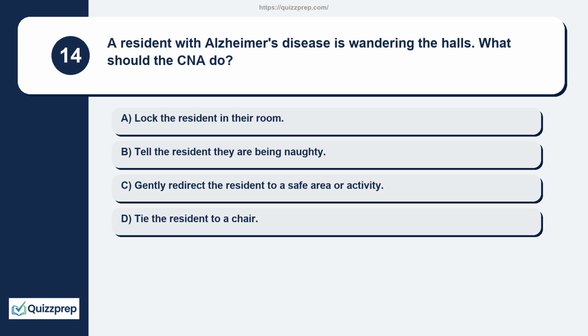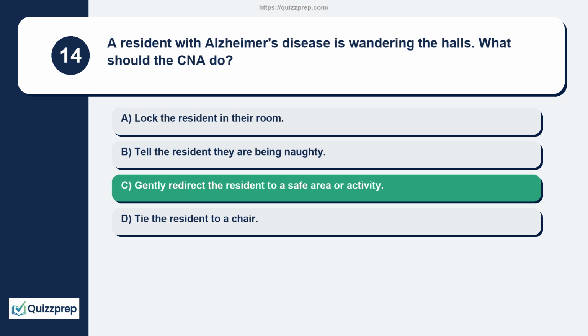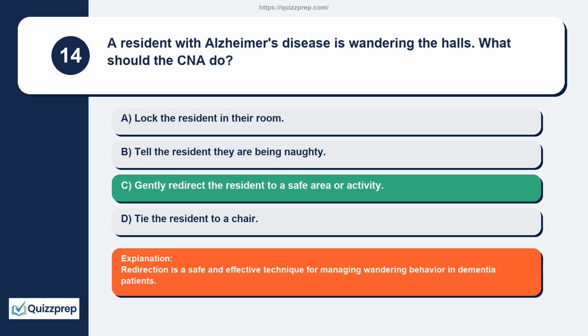Question 14. A resident with Alzheimer's disease is wandering the halls. What should the CNA do? Lock the resident in their room. Tell the resident they are being naughty. Gently redirect the resident to a safe area or activity. Tie the resident to a chair. Redirection is a safe and effective technique for managing wandering behavior in dementia patients.